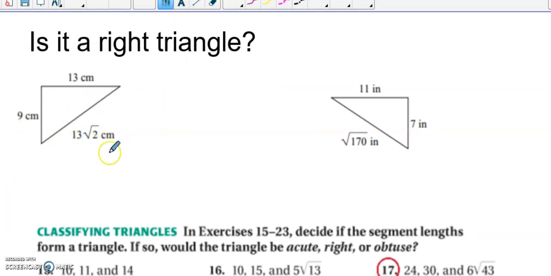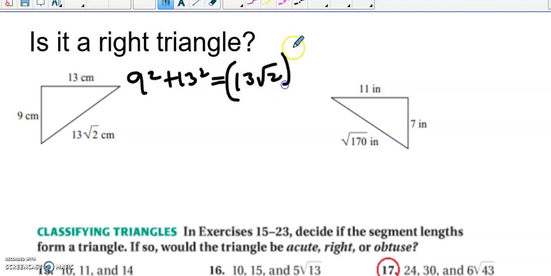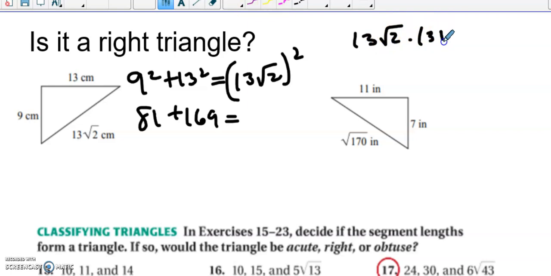So you want your largest side to be your possible C, and your other two sides are going to be your A and B. So we have 9 squared plus 13 squared. Does that equal 13 root 2 quantity squared? So we have 81 plus 169. Does that equal? When you multiply 13 root 2 times 13 root 2, you multiply the outsides, you multiply the insides, and you simplify the insides if you can.